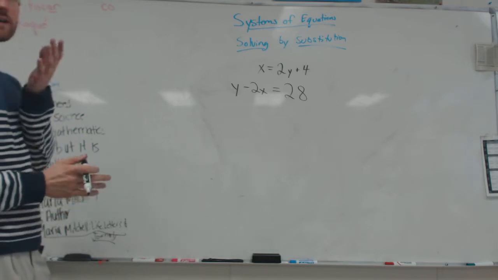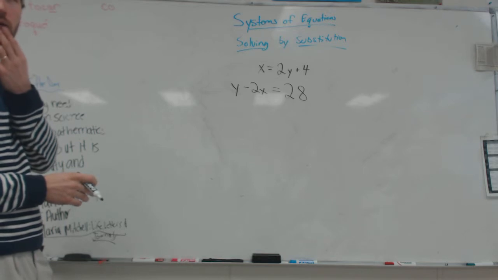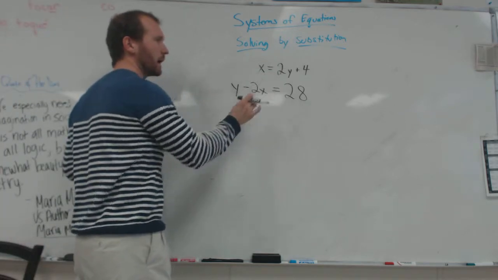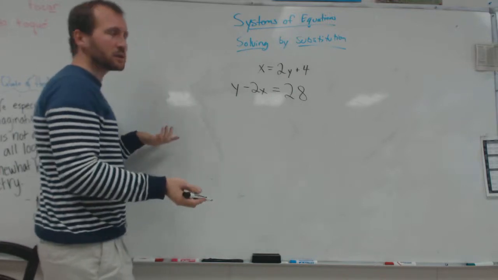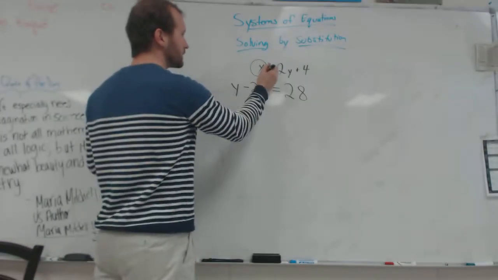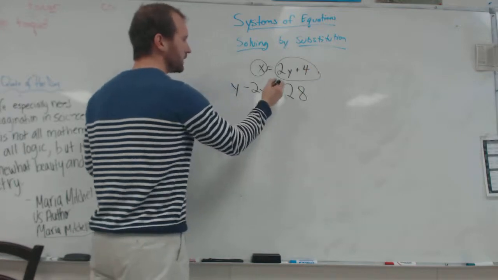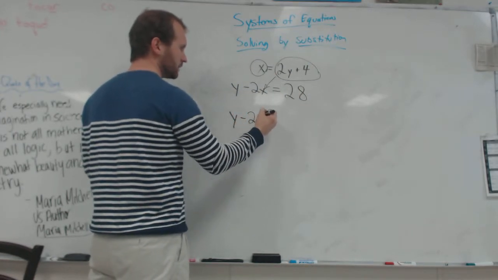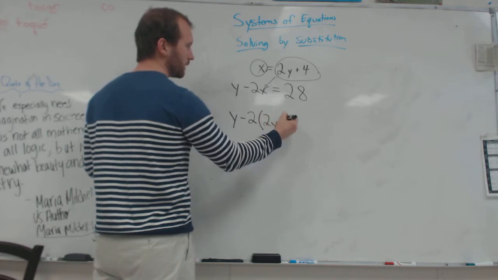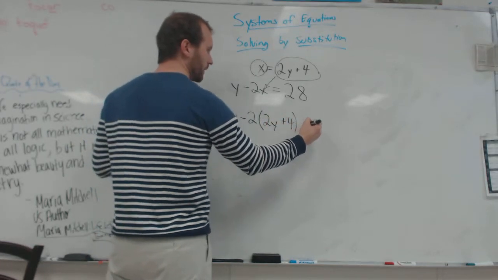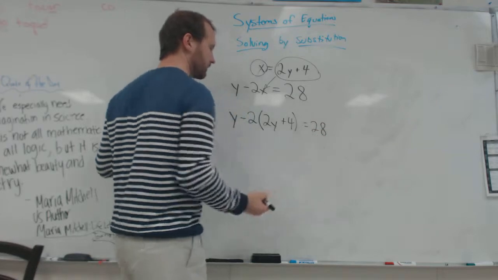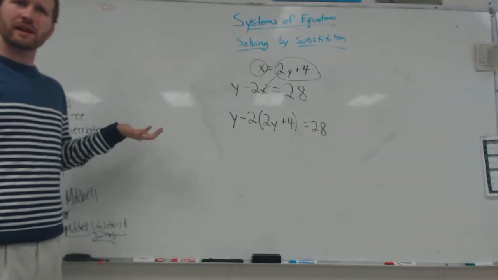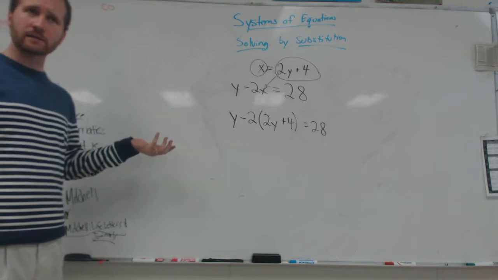So now, there's one little thing that's different right away. The 2x. I know x now, not y. But that's okay. I can substitute for x just as easily as I could substitute for y. So I'm going to put this in for x here. y minus 2 times (2y plus 4) equals 28. It's not really any different. I'm just substituting for x instead of for y.